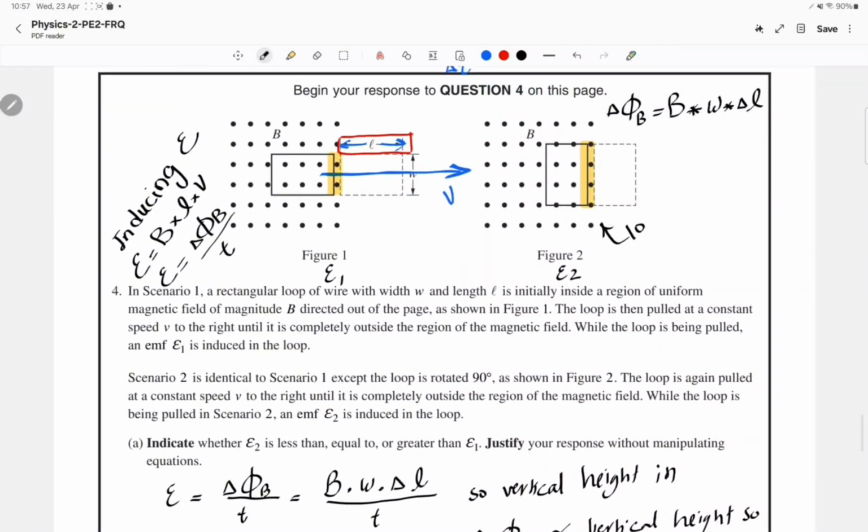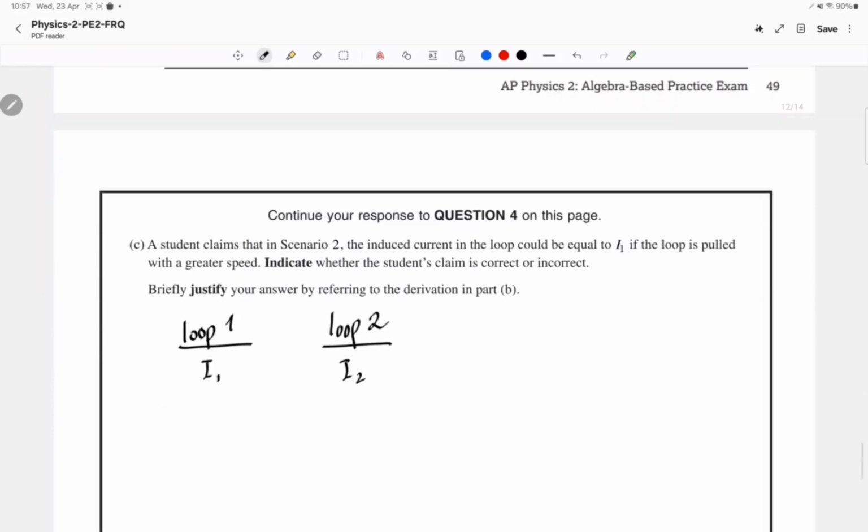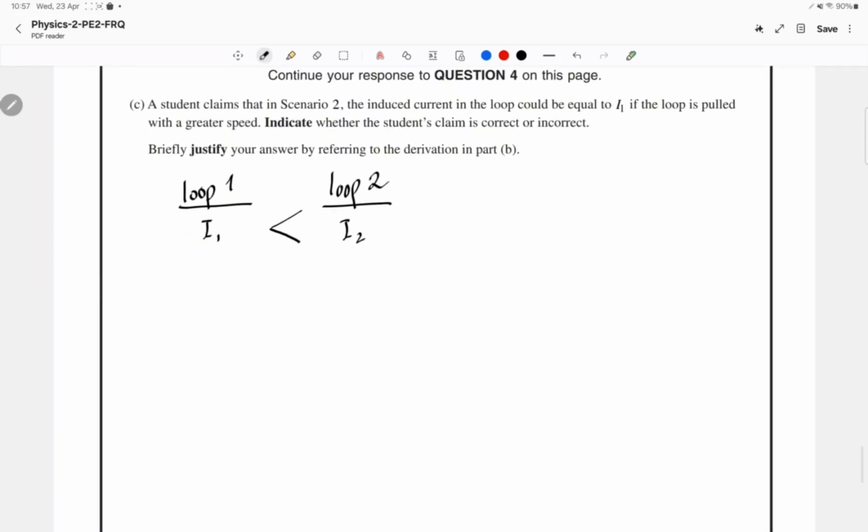Yeah. So here, loop 2 has more vertical height. So it already has more EMF. So already we know that I2 is bigger than I1. And now imagine if you give the loop in the second one, loop 2, more speed. You're going to make I2 even bigger than I1, right? So right now, they're not going to be equal. They're already not equal. And now if you make the velocity larger, they're going to be further not equal. So the claim is going to be wrong.